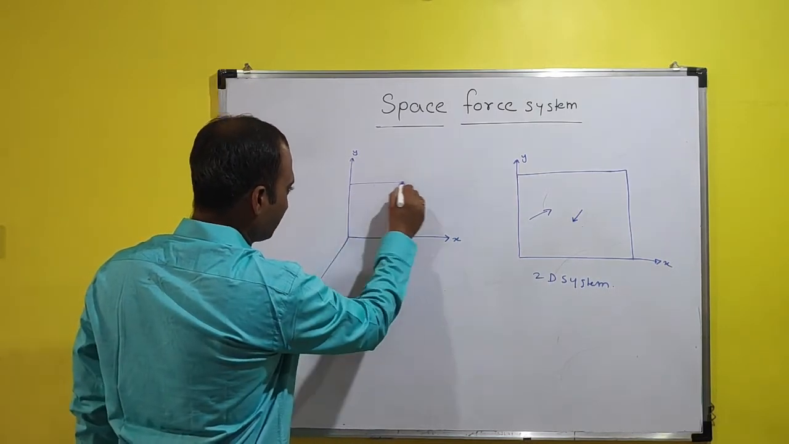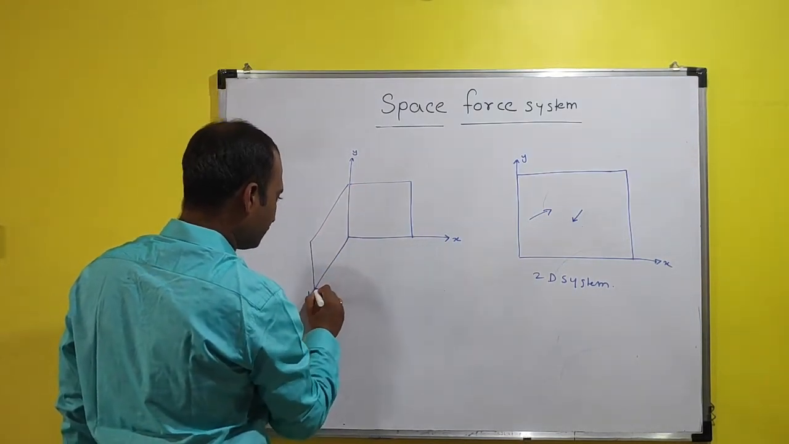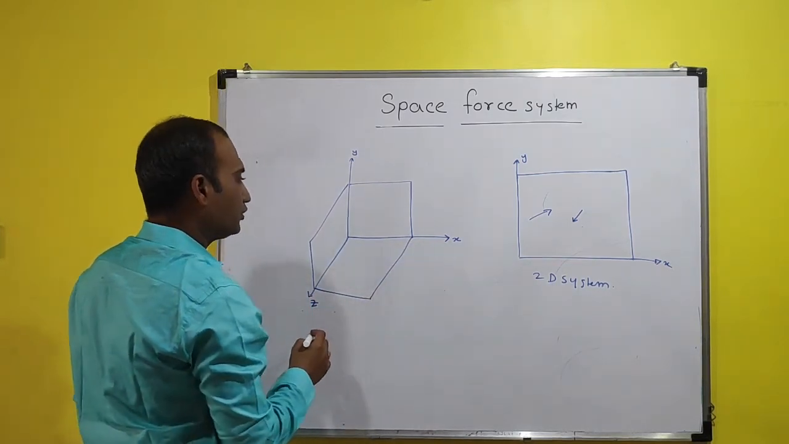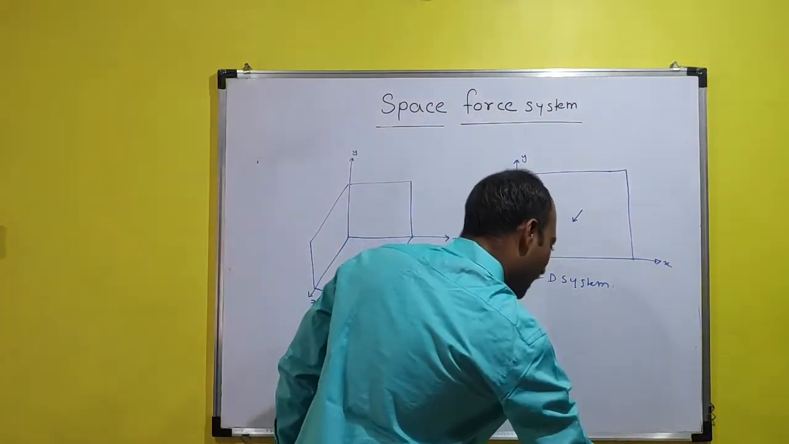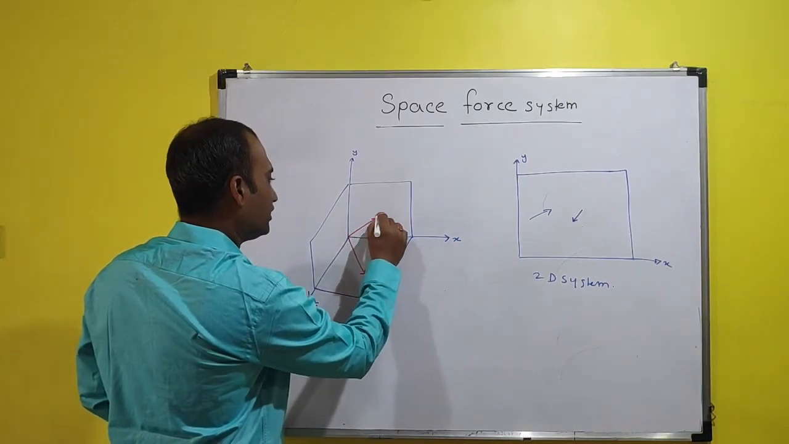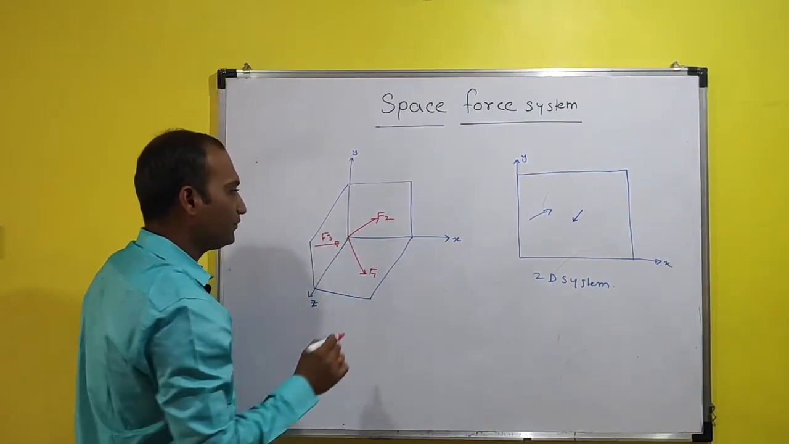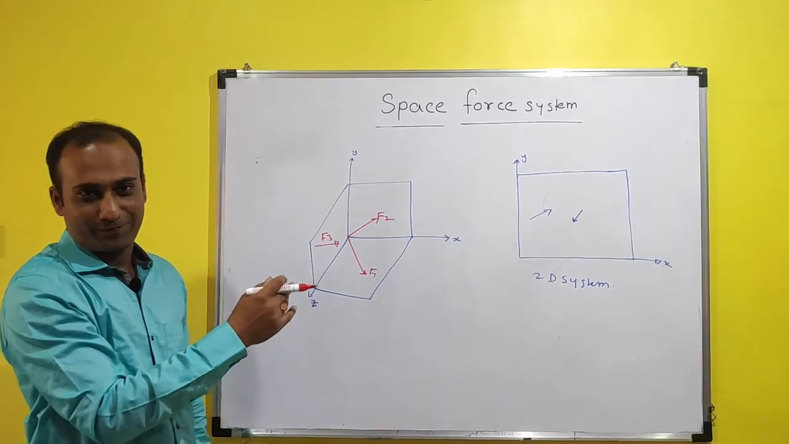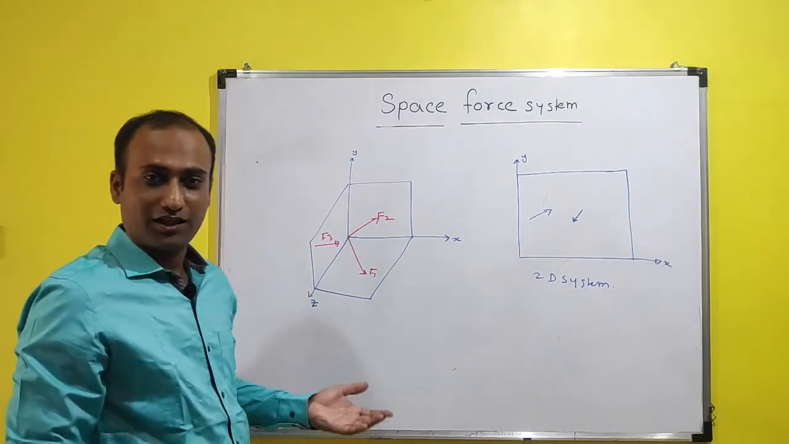So let's consider the different planes in this system. So these are the different planes, and now the force will act in any plane. Let's say this is F1, then this is F2, and some other forces are also acting. This is F3, etc. So if the forces are acting in different planes, then it is called a space force system.